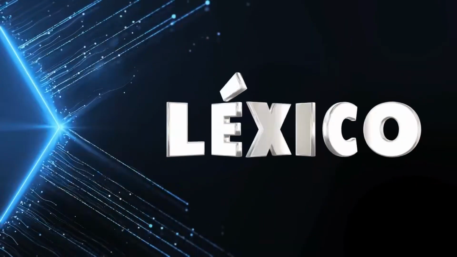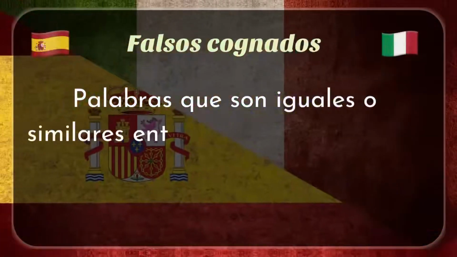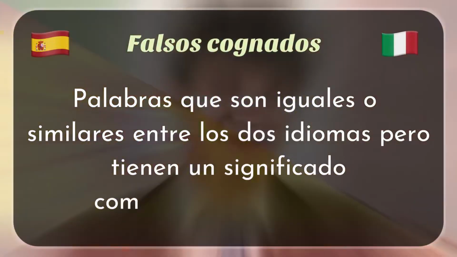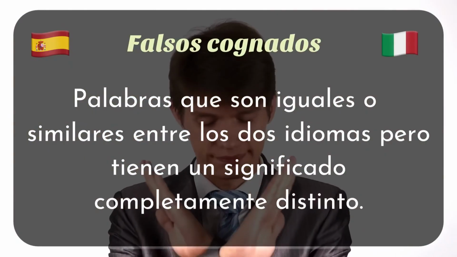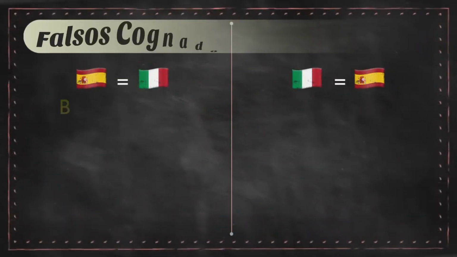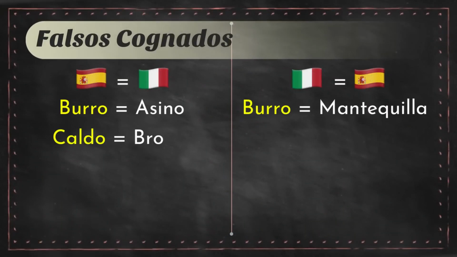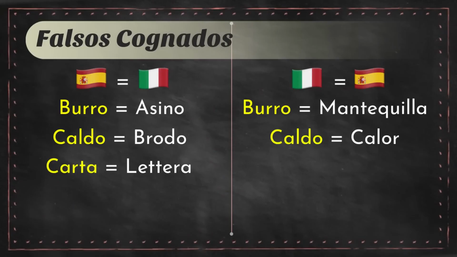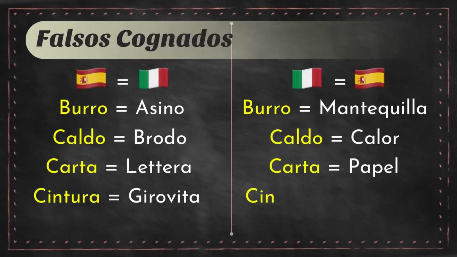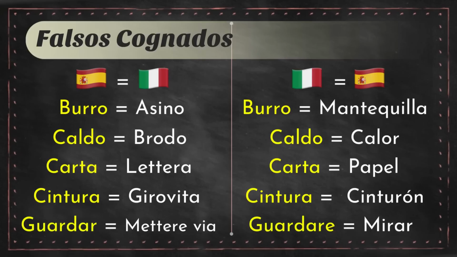In the lexical field, be careful with false cognates, or those words that are the same or similar in both languages, but have a completely different meaning. Burro, caldo, carta, cintura, guardar. Finally, it should be noted that there may be phrases that are extraordinarily similar in both languages, with the same meaning.